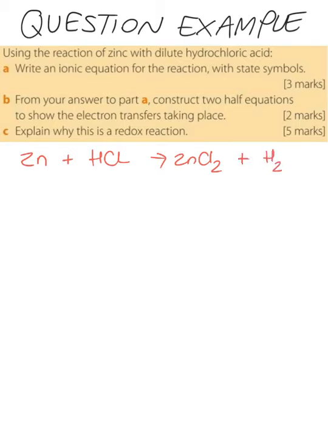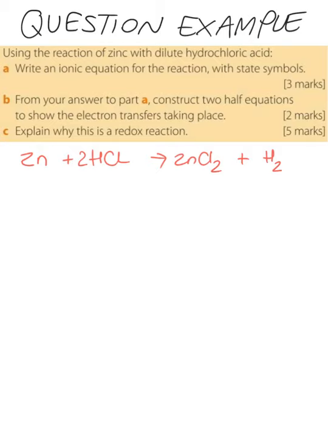So I've gone straight in with the balanced symbol equation here, not the word equation. I should actually balance it. That would be my balanced symbol equation. Now it's asking you to write an ionic equation. An ionic equation, that's part A there, is asking you to look at the reaction here, but just talk about the ions and their reacting. So that's what we're going to look at.